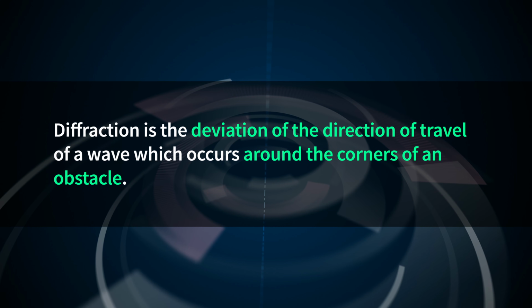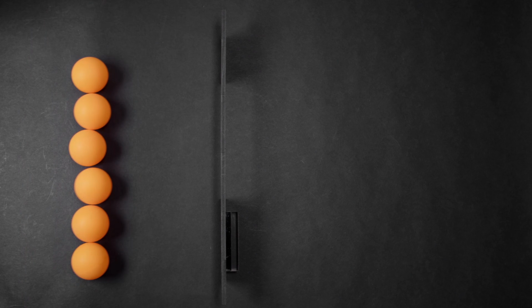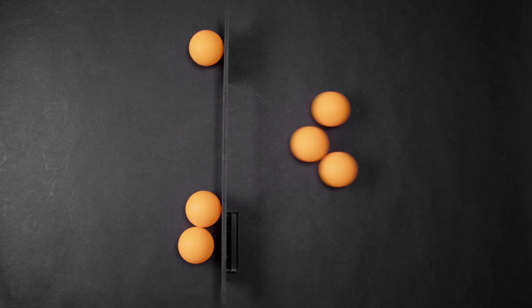Diffraction is the deviation of the direction of travel of a wave which occurs around the corners of an obstacle. It's only visible if the wavelength of the waves and the width of the gap are about the same size. Diffraction is a good indication of wave-like behaviour. If you see diffraction, that means you're dealing with waves. There is no diffraction in particle-like behaviour. Balls which go through a gap continue in the same direction.